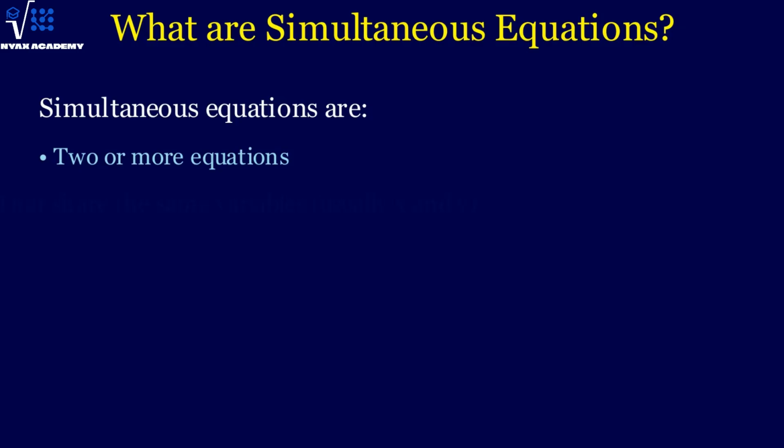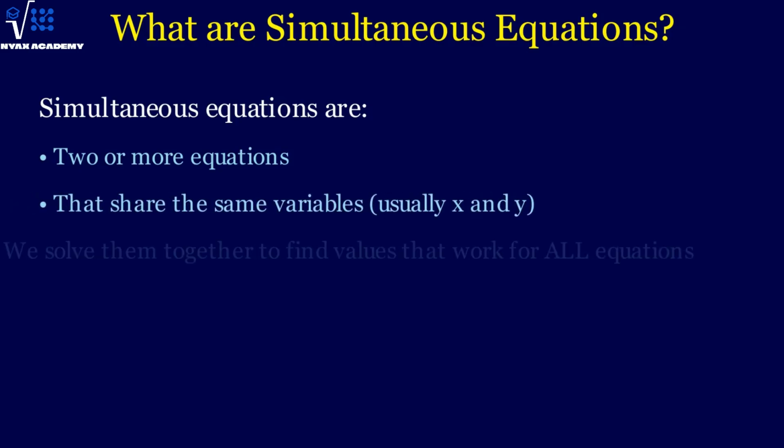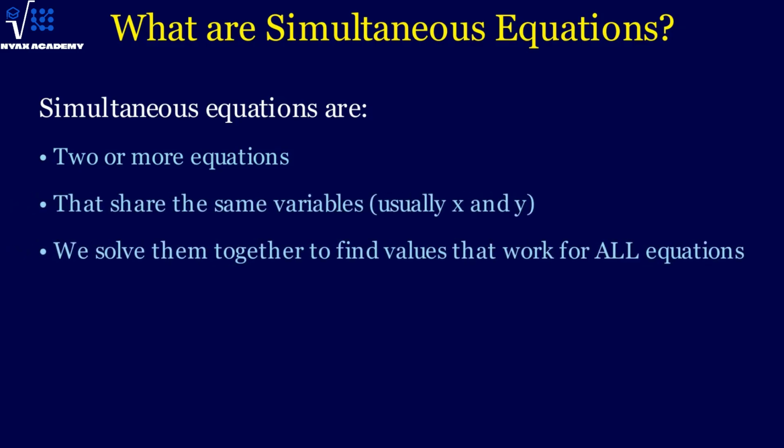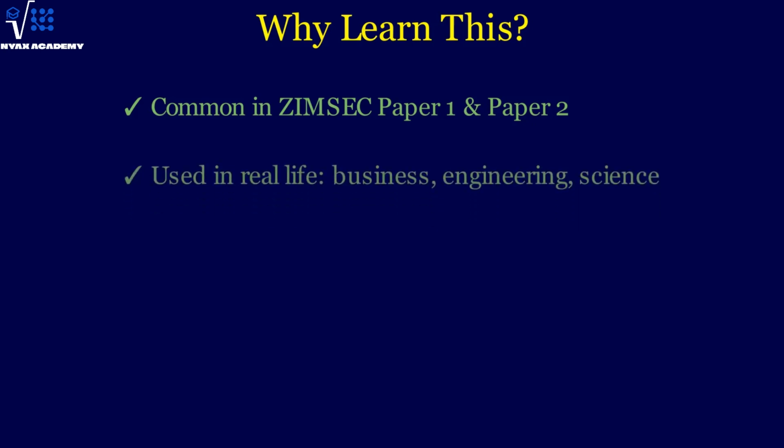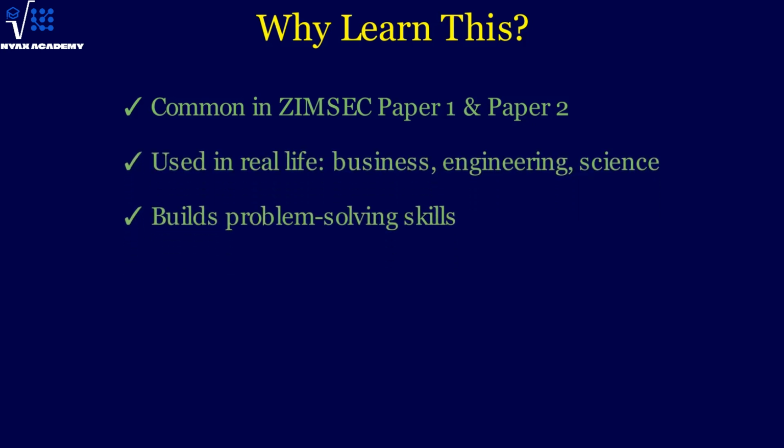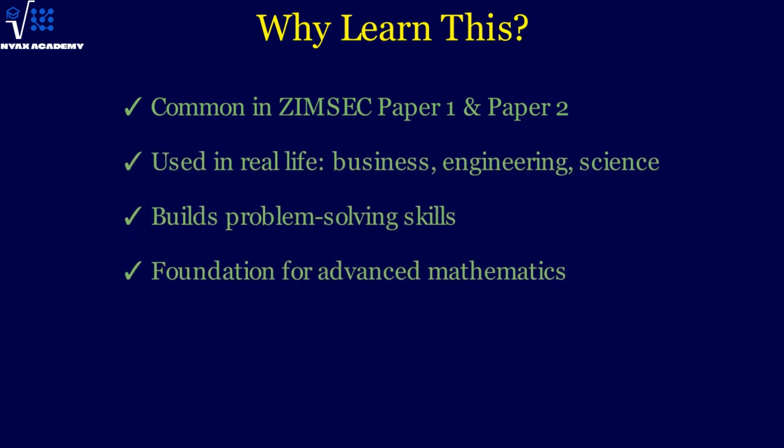So simultaneous equations are two or more equations that share the same variables, usually x and y, and we solve them together to find values that work for all the equations. They appear in both Paper 1 and Paper 2, and are used in real life scenarios like business and engineering, and we're going to build complex problem solving skills.